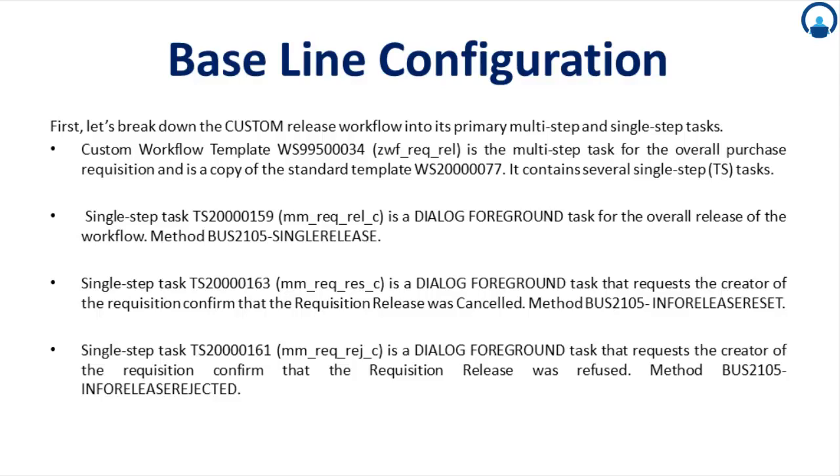Then next we have single step task TS2000161, which is also a dialog foreground task that requests the creator of the requisition confirm that the requisition release was refused. Earlier we have seen about requisition confirm that the requisition release was cancelled. Now next is for refusal. The method would be BUS2105 with info release rejected. So this was a single step task for rejection, that is for refusal.